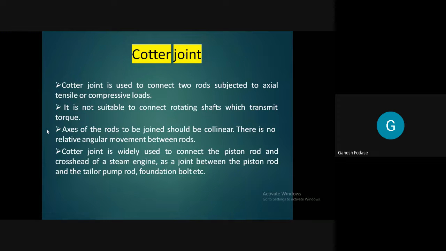So my question to you is, what do you know about quarter joint? Have you seen quarter joint anywhere? Have you seen quarter joint anywhere till now?